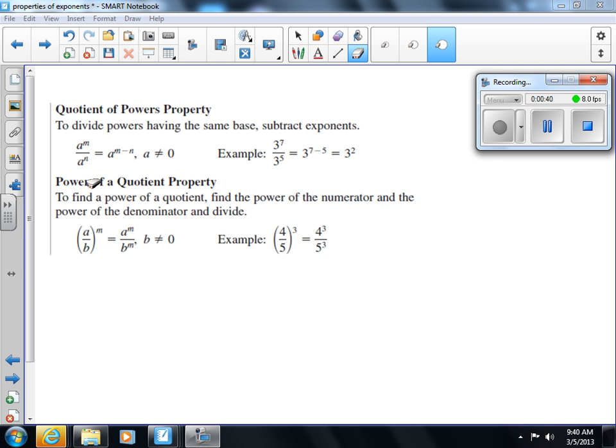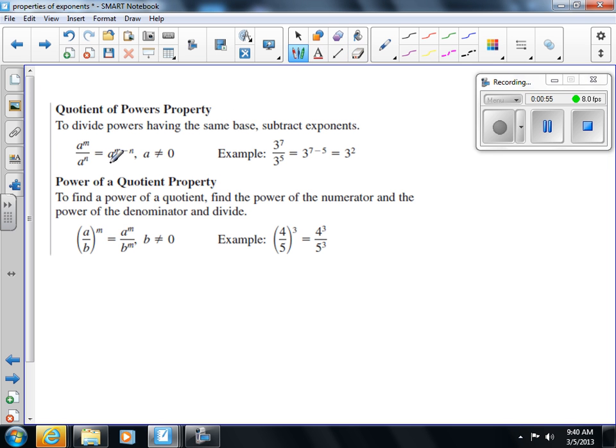Okay, so let's review then. To divide powers that have the same base, what do you do with your powers? If you divide a power that has the same base number, what do you do with their exponents or powers? You subtract them. You find the difference. Now that's providing, again, that your base number isn't 0. So in this case, if I have 3 to the 7th power divided by 3 to the 5th power, my base numbers are the same, so I can just subtract my powers. 7 minus 5 is 2. You get 3 to the 2nd power, or if you wanted to simplify that as a whole number, it would be 9.